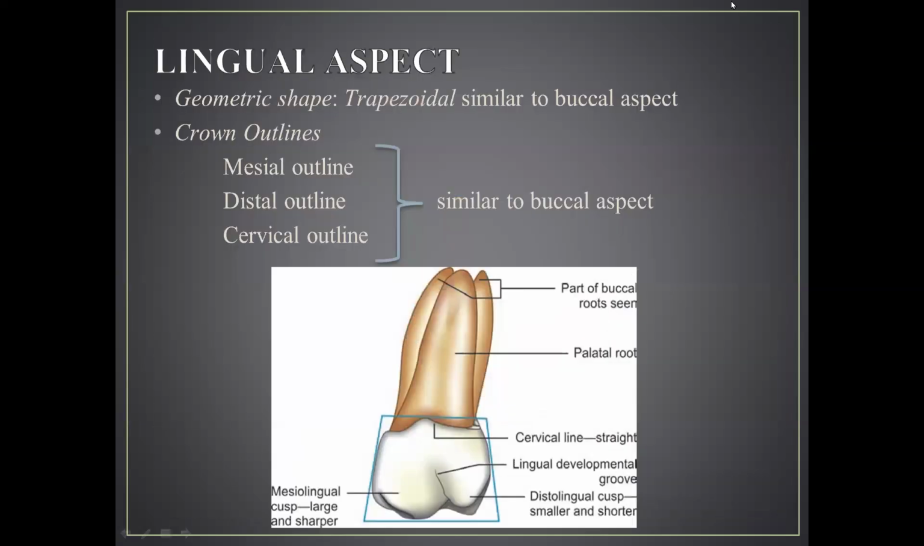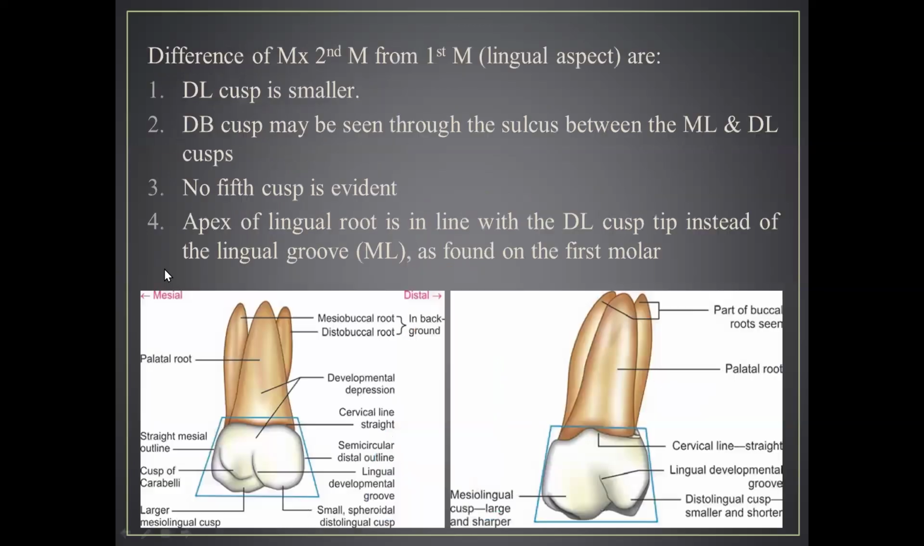So next is the distal aspect, lingual aspect. We'll discuss the lingual aspect of your maxillary second molar. So the trapezoidal shape is similar to that of the buccal aspect, and also for your maxillary first molar. Then your crown outlines, your mesial, your distal, and your cervical outline are almost similar to that of your buccal aspect.